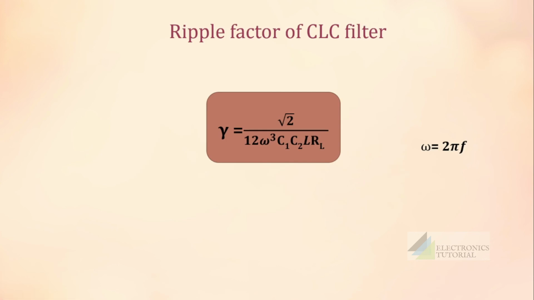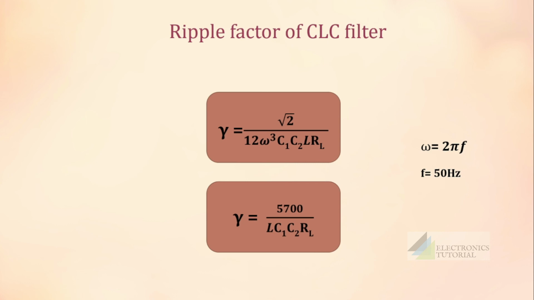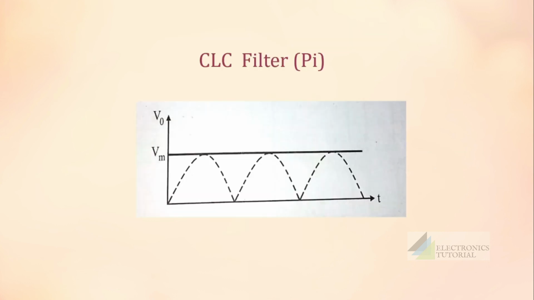The ripple factor of a CLC filter is given as root 2 divided by 12 omega cube C1 C2 L RL. And it can be simplified as 5700 divided by L C1 C2 RL. Thus we can see that the filter circuits hold good in filtering the ripples that are obtained from a rectifier circuit.